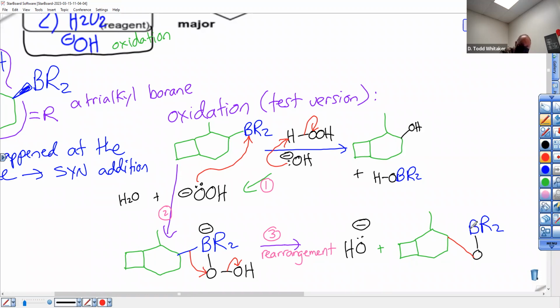B lost a bond. Hey, B, what charge when you have 3 bonds? As promised, 0. What did you do last time you made an O minus? I told you exactly what to do. Attack the boron. You're doing it again. You made this O minus, which did not exist previously. Attack the B. And that's 4. 4 in purple. Gotta hurry.